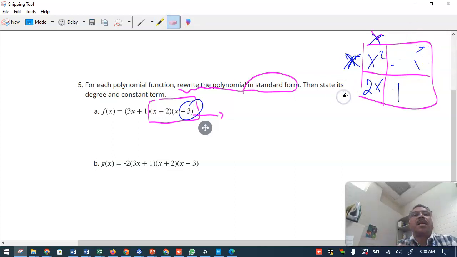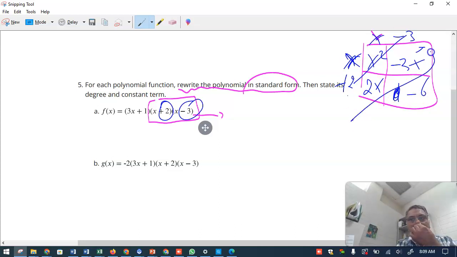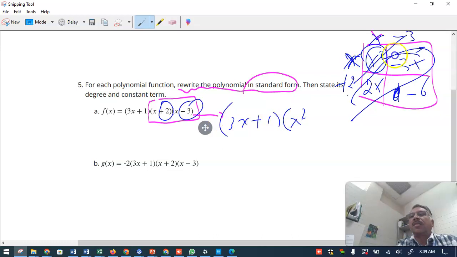Let me write neatly here. This is minus 3, so this becomes minus 3x. And this is plus 2, so 2 times this and when you multiply it becomes, and then combine this. So all you get is 3x plus 1, and then you put this here, x squared. This together is minus x, because subtract when you get minus, and this minus x. So this is what you get.